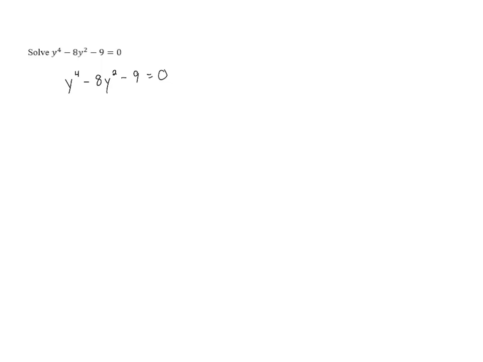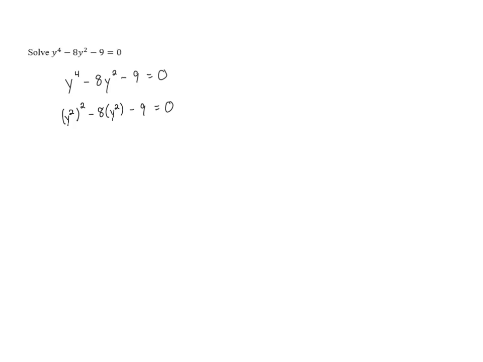So if this is going to be quadratic, we're going to want it to be something squared minus 8 times that same something minus 9 equals 0. We need to figure out what we can put in the parentheses so that when we square it, we get y to the fourth. And in fact, that is y squared. Y squared squared is y to the fourth. And when we put the y squared in the middle, it matches up as well.